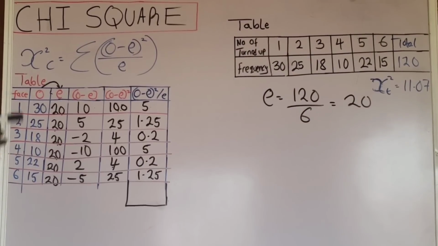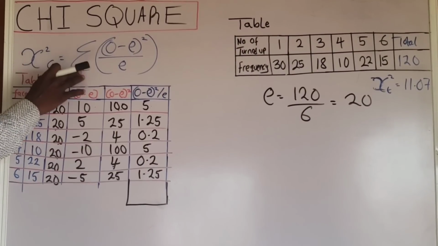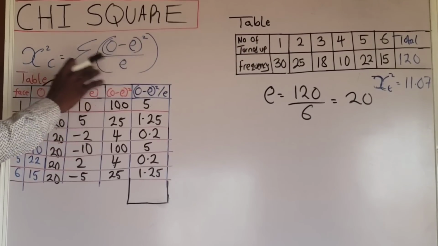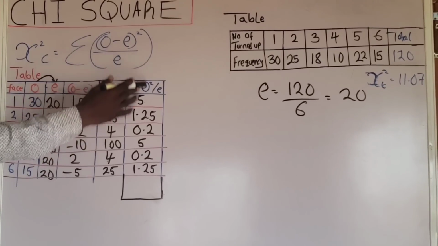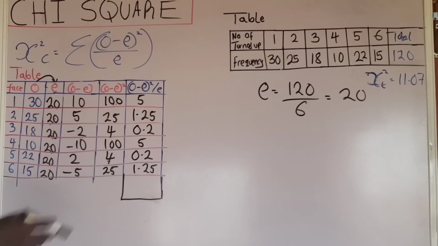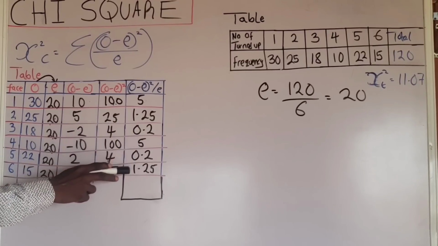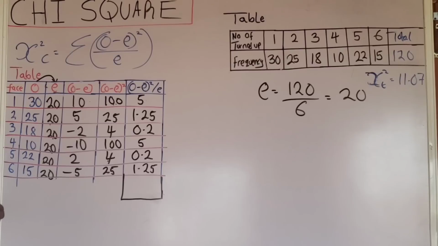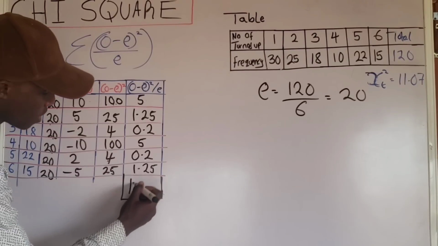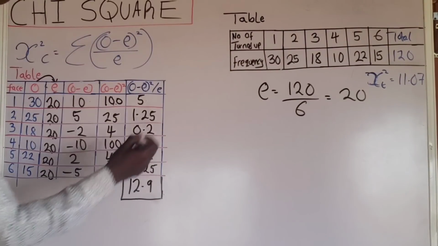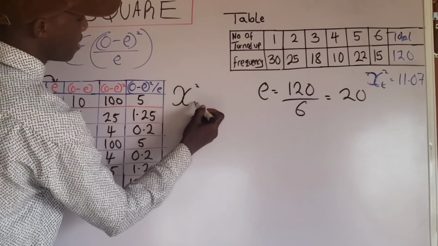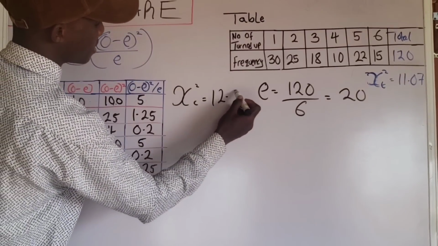Now, remember that the formula for chi-squared is what? Summation of observed minus expected, squared, all divided by expected. So we need to sum all these values together, okay? So I'm going to have 5 plus 1.25 plus 0.2 plus 5 plus 0.2 plus 1.25. That will be 12.9. Hence, the calculated chi-squared is equal to 12.9.